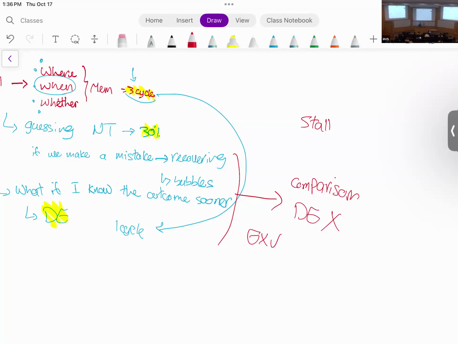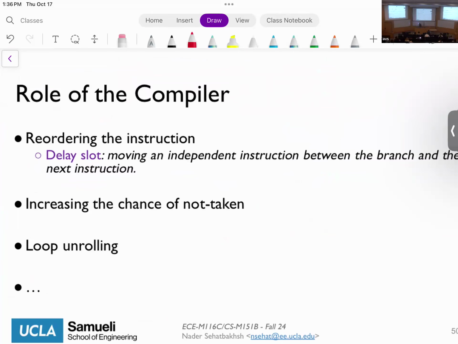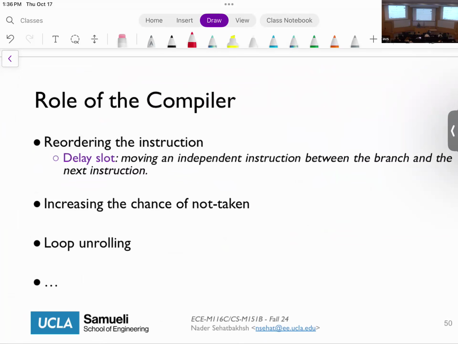Are we good? Okay. So the last thing I want to show you is the role of the compiler. We kind of discussed this while we were describing these things. But compilers can do multiple things in order to fix the issue of branches. The very important thing that the compiler can do is what we call a delay slot. And this delay slot can be used for both load use data hazard and control flow data hazard.